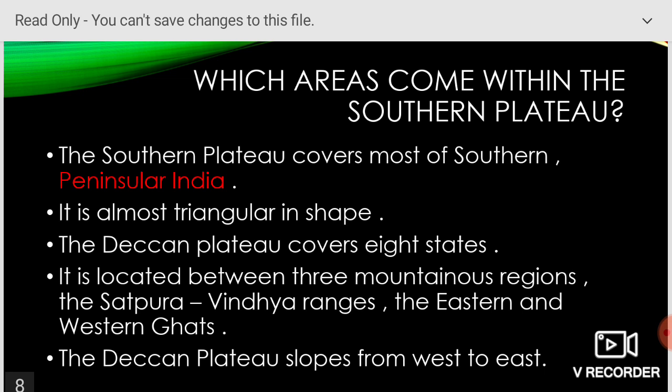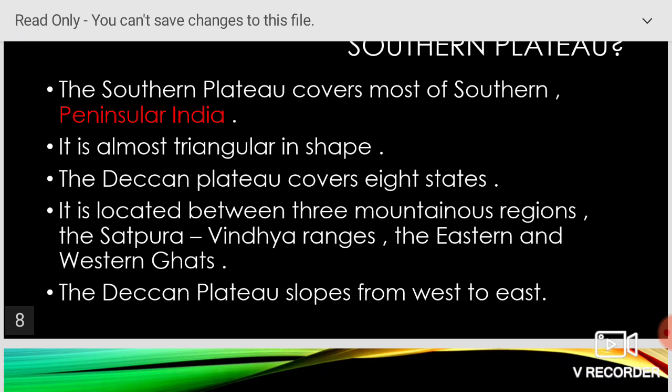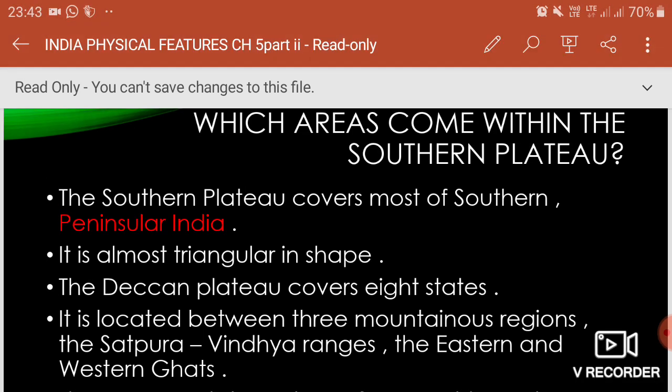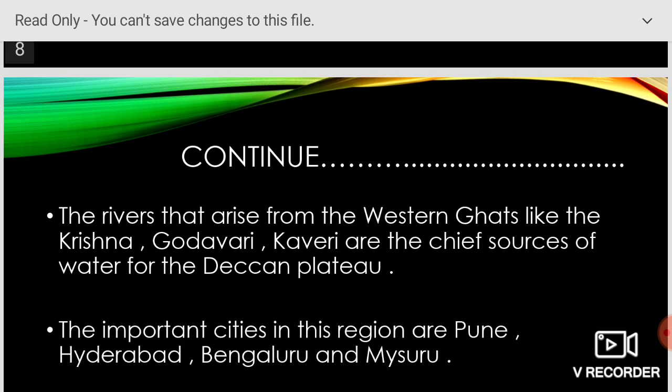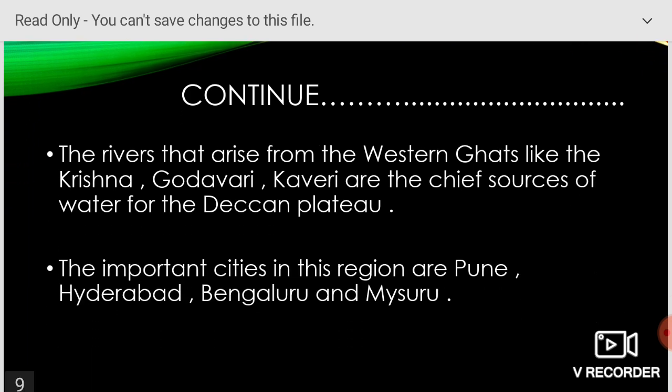It is located between three mountainous regions: the Satpura Vindhya Range, and the Eastern and Western Ghats. The Deccan Plateau slopes from west to east. The rivers that arise from the Western Ghats, like the Krishna, Godavari and Kaveri, are the chief sources of water for the Deccan Plateau. The important cities in this region are Pune, Hyderabad, Bengaluru and Mysore.